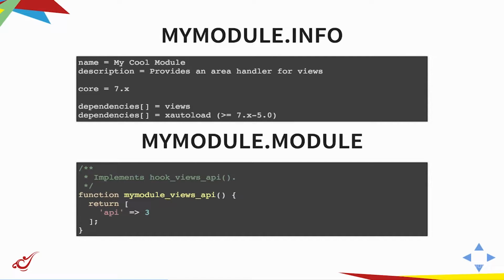And so we're also going to define a hook. This is basically the only piece of code that we need in our .module file to tell views that, hey, views, we want to do something, and we're going to use the version 3 API of views. So we just return an array and say we're using the version 3 API of views.